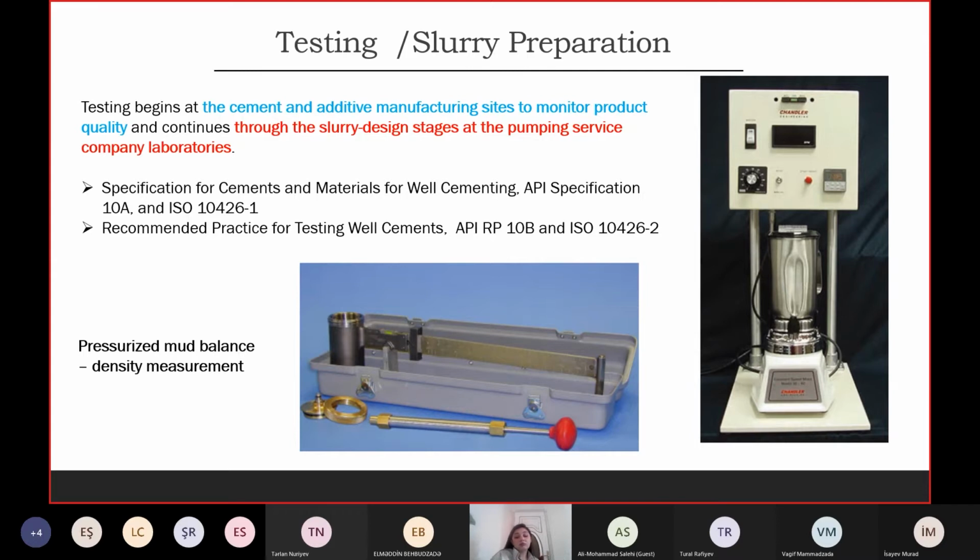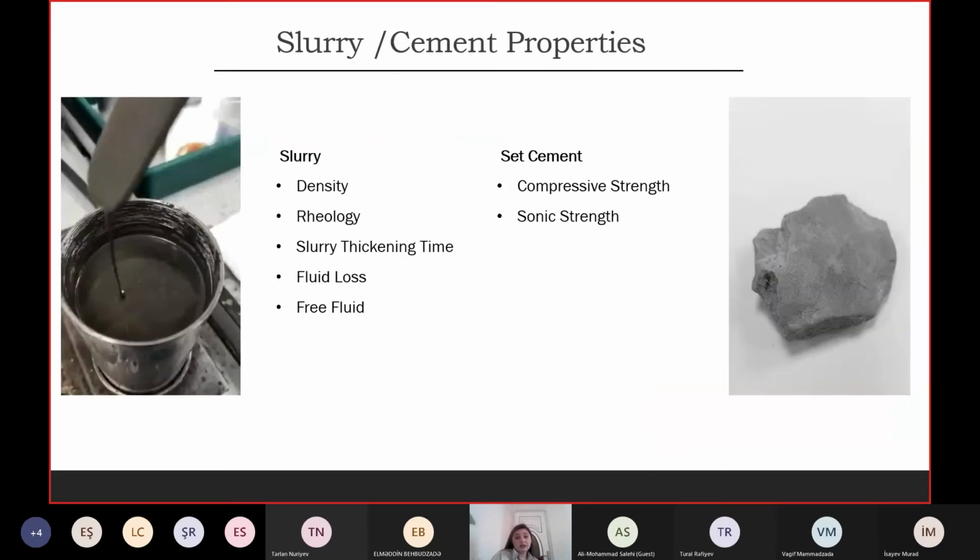So it comes to the company, the lab I'm working in, and we are starting testing at the slurry design stage. We just do a quick quality check and then the slurry design stage. And in the slurry design stage, we are measuring these slurry properties, all of them.